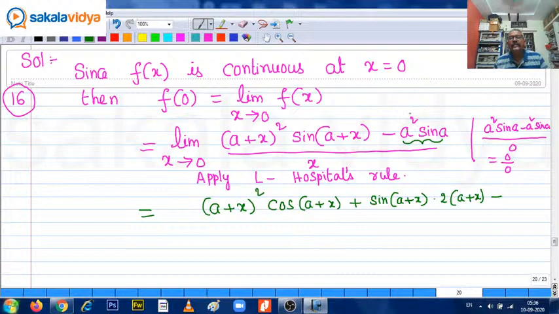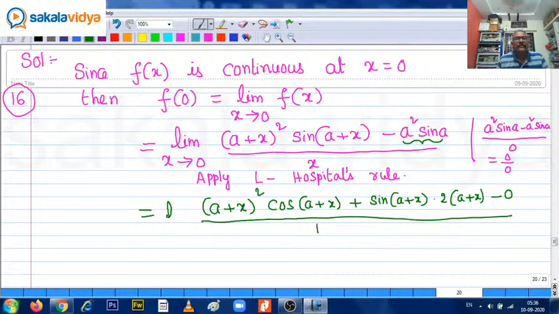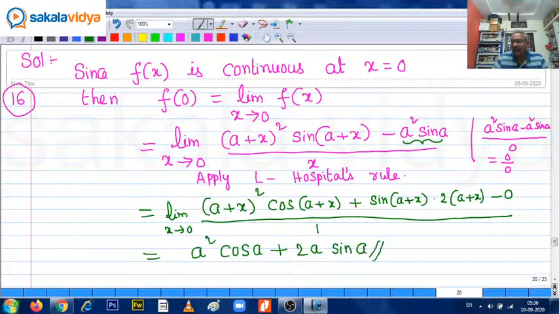So now a square sin a is constant, its differentiation is 0, and upon x differentiation is 1. Now substitute the limit x tends to 0: a plus 0 square, a square cos of a plus 0, cos a, plus 2 times sin of a plus 0, sin a, here actually 2a sin a. You check the options. Which is the right option now? All of you check it.